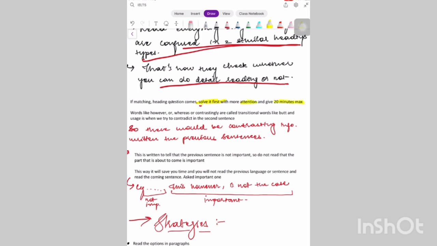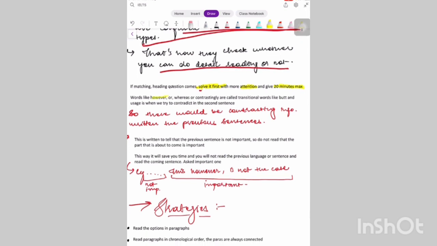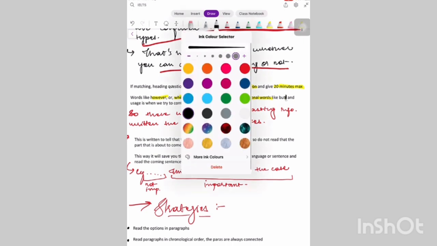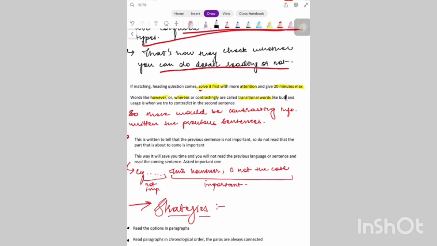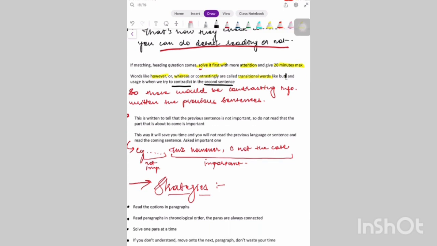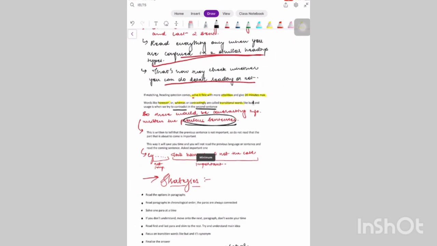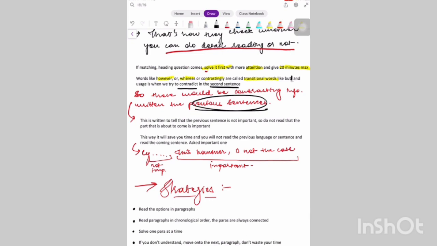Words like however, whereas, or contrastingly are called transitional words, like but. The usage is when we try to contradict in the second sentence. So there would be contrasting information written in the previous sentence. This is written to tell you that the previous sentence is not at all important. Do not read it. Do not think that that's the main idea of the paragraph.